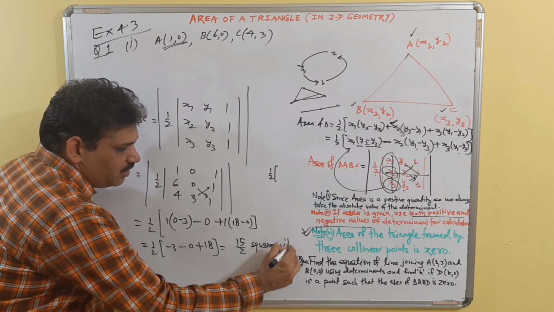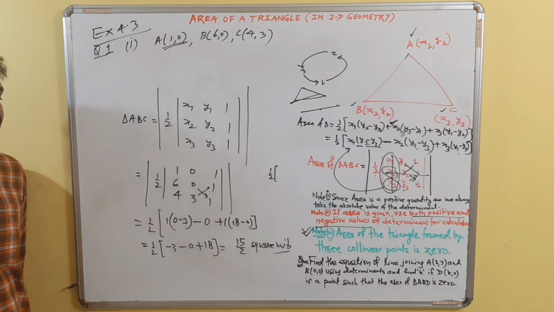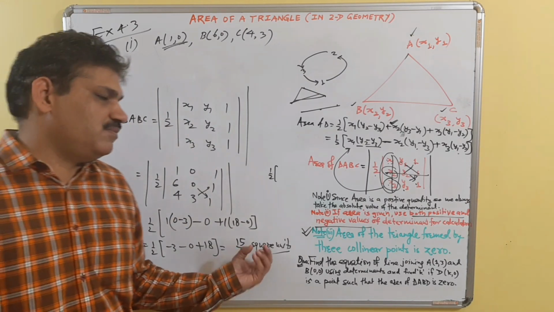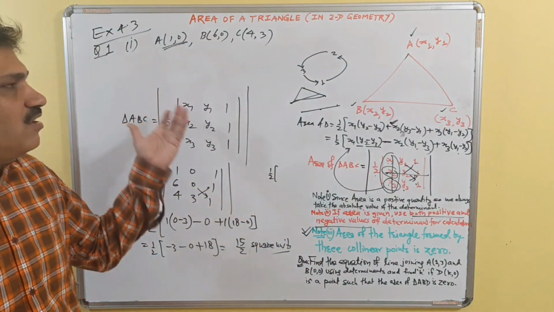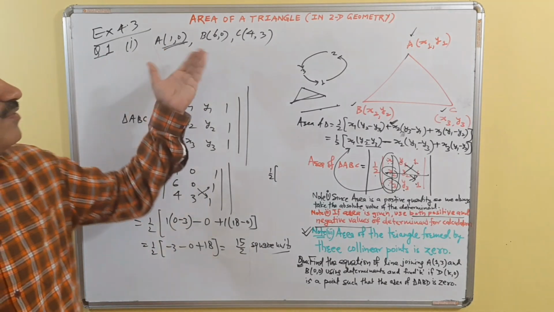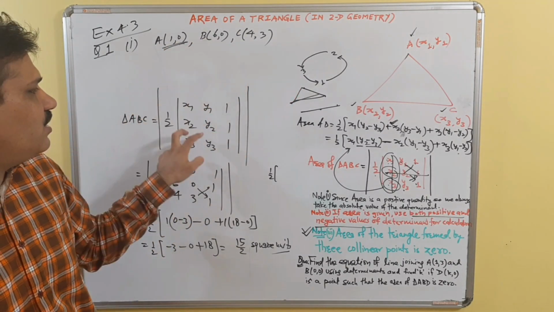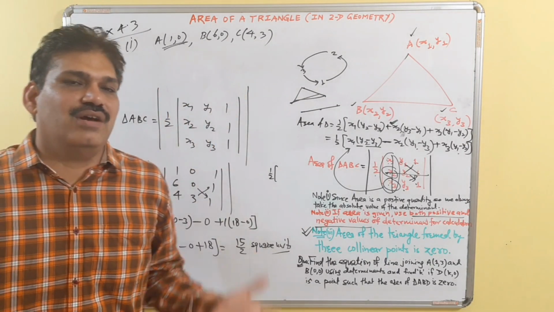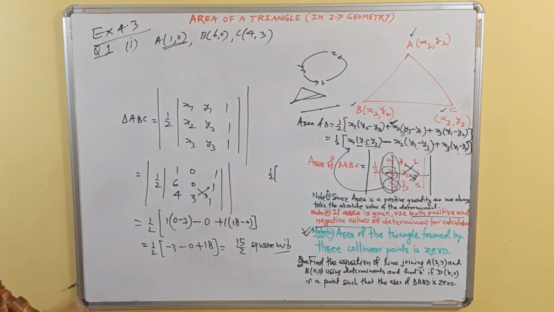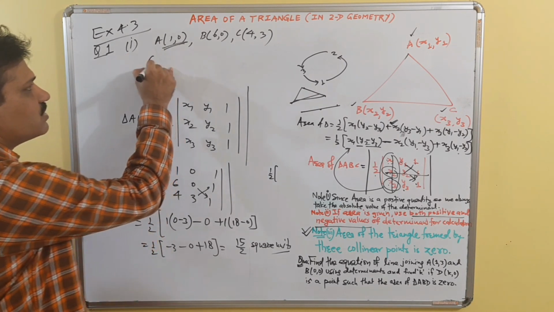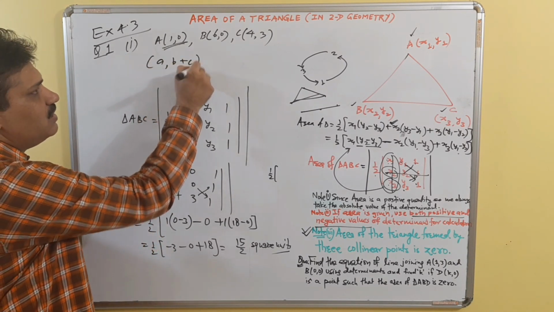Do not forget to write square units, though we do not know what the units are, the area must be in square units. So we can solve all three parts: find the area of a triangle whose vertices are given. Simply replace the first point here, second point here, and third point here, and evaluate the value of this determinant.